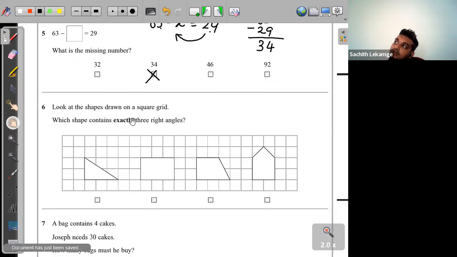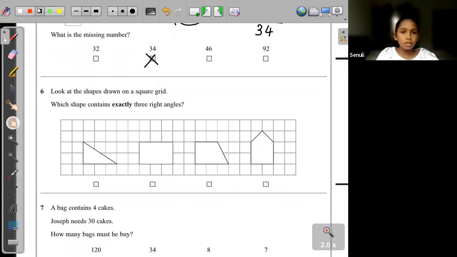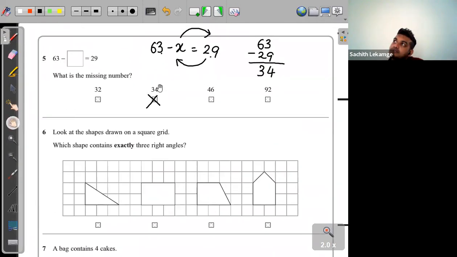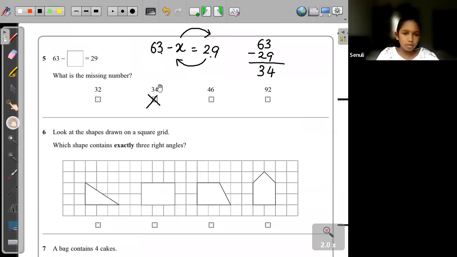Look at the shapes drawn on the square grid. Which shape contains exactly 3 right angles? Sir, can you go up a bit for question 5? Sure. Okay, sure.